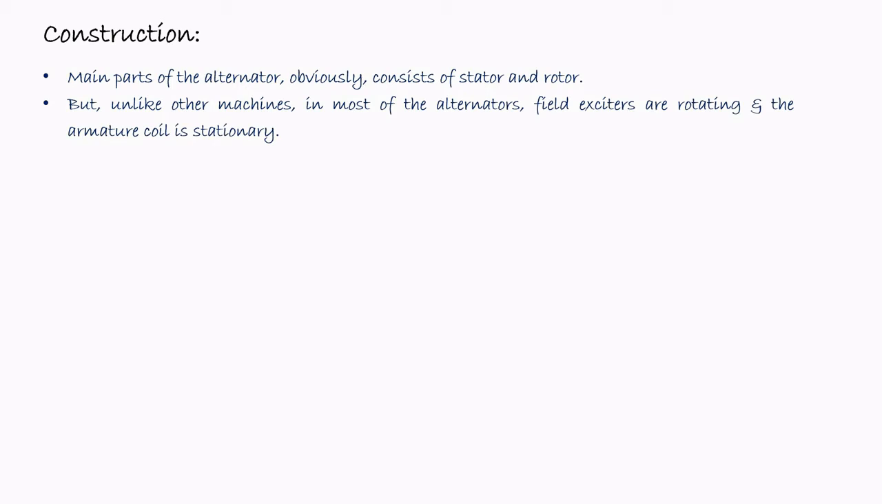And if we recall the other types of machines that we have discussed earlier, whether it is a DC machine or the induction machine, in all of those machines, the field winding is placed in the stator and the armature winding is placed in the rotor. But here, in the synchronous machine, it is just opposite. There are different reasons behind this that we'll discuss later.